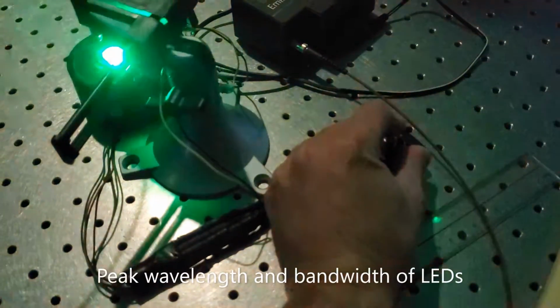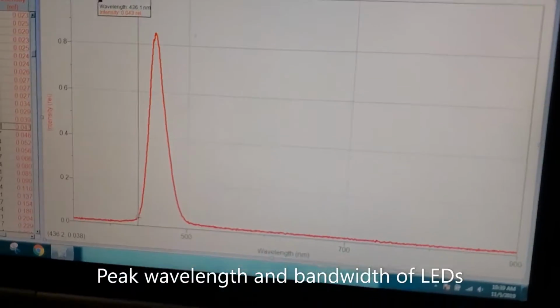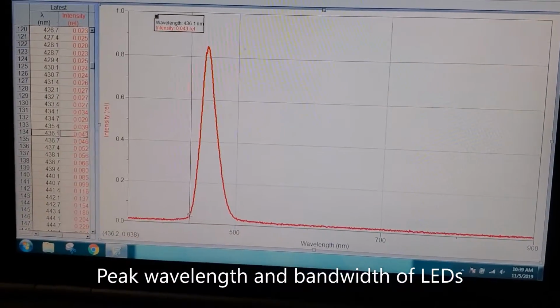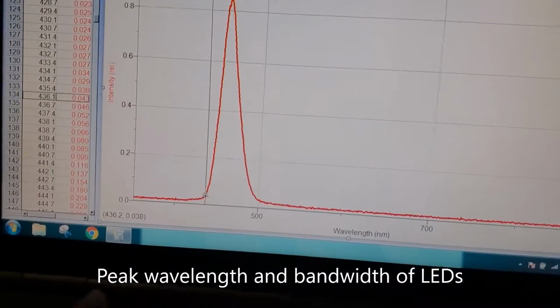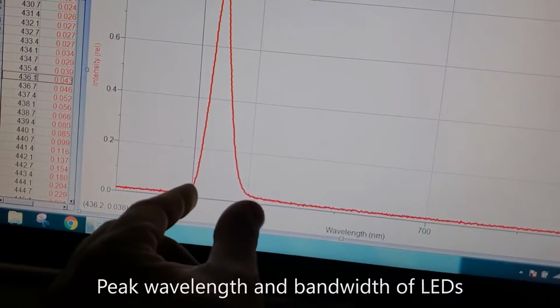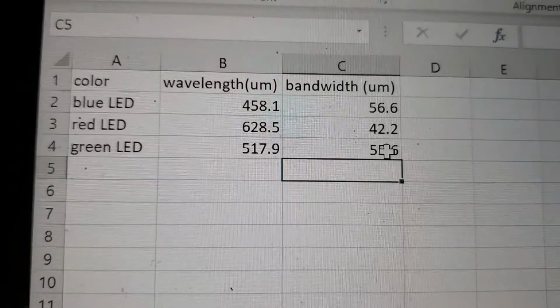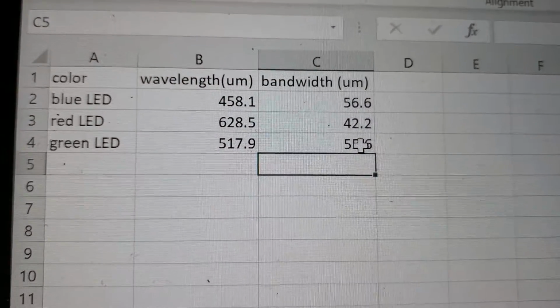They can make white or they can be turned on separately, and for each of the LEDs, we're going to find the peak wavelength, and we're going to find the bandwidth, which is right here. These are the bandwidths and peak wavelengths that we got.